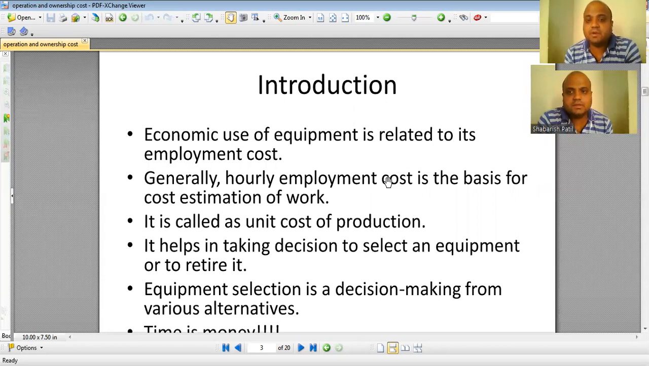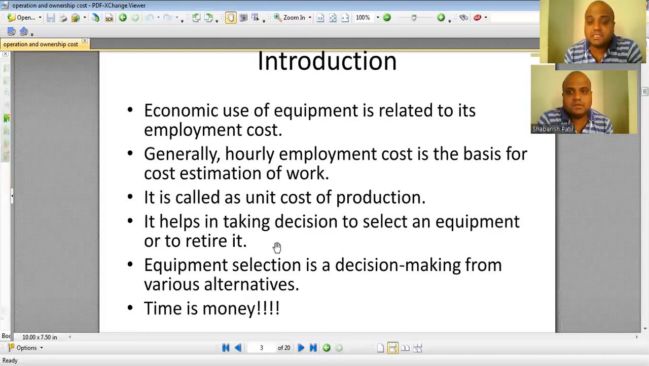Generally, hourly employment cost is the basis for cost estimation of product. So what we generally do is try to calculate the hourly cost of the equipment. This employment cost includes so many things, so we will discuss the same thing now. What we generally do is calculate the hourly cost of any particular equipment on that particular site, and this is called the unit cost of production for that particular equipment.